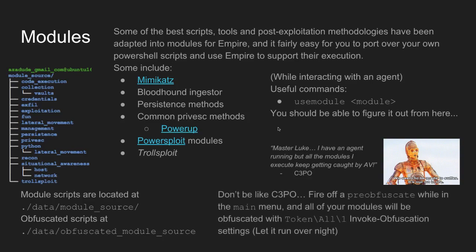You can pre-obfuscate all of your modules before you even start using them. If you go to the main menu of Empire, you just type pre-obfuscate and then hit yes. It will go through every single PowerShell module that you have, and it will pre-obfuscate it with the token all one settings. And if that doesn't work, you can just pre-obfuscate it again. It'll randomize it again if your modules start getting caught. It takes like 3 hours, so do it overnight.